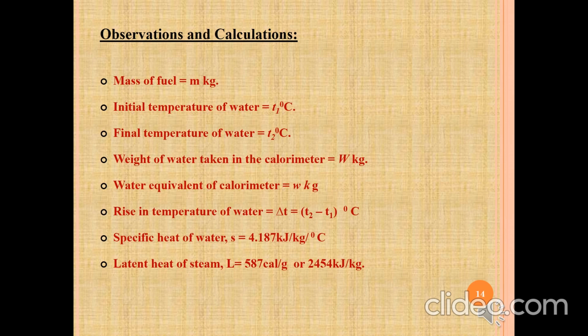Rise in temperature of water is delta T, that is T2 minus T1 degree Celsius. Specific heat of water S is given by 4.187 kilojoules per kg per degree Celsius. Latent heat of steam, represented by L, is equal to 2454 kilojoules per kg.